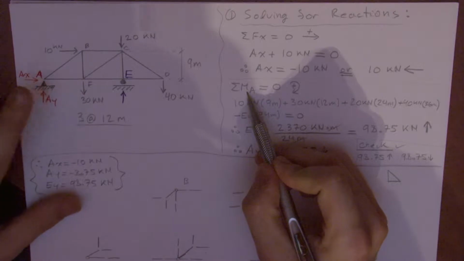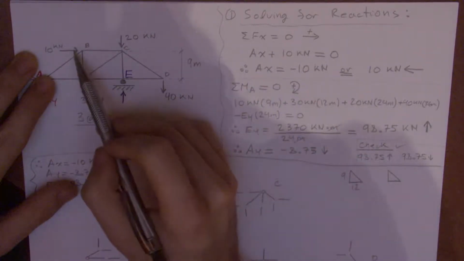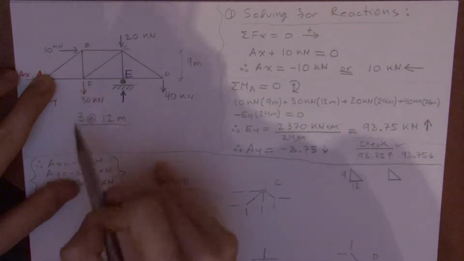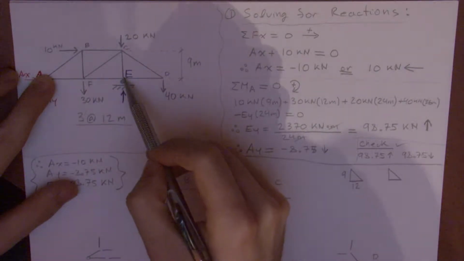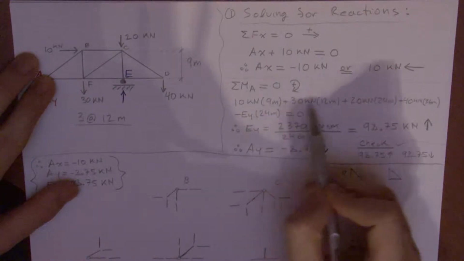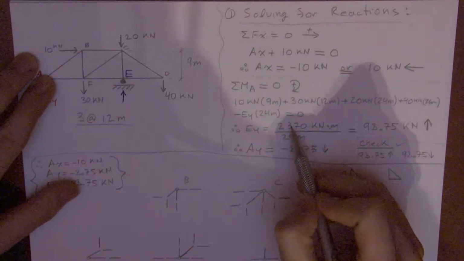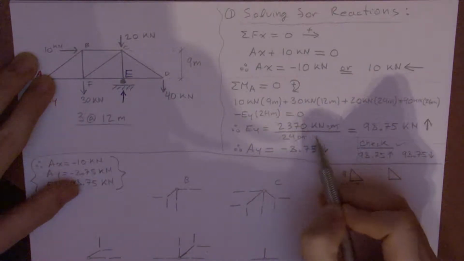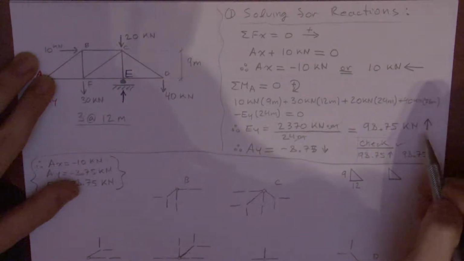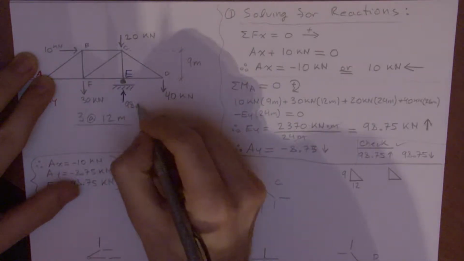So then I took the moment at A right here, so that eliminates 2 forces. All these forces over here are creating positive rotation, as you can see, because they all want to rotate positively about A, except for Ey, which wants to rotate negative. So that's the negative right here. Once you sum it up, move Ey to the other side and divide by 24 meters, the units cancel out, and you're left with 98.75 kilonewtons going up. So that's what this value is right here, and we can actually add that in right now.